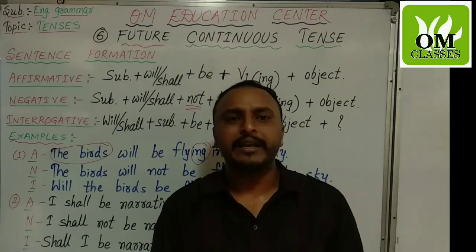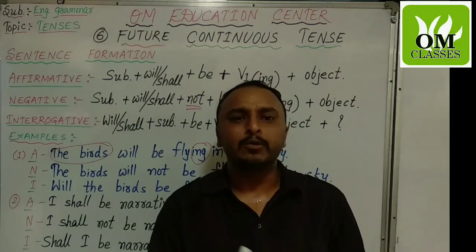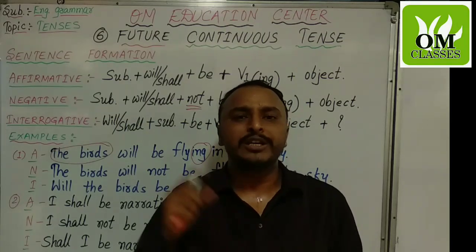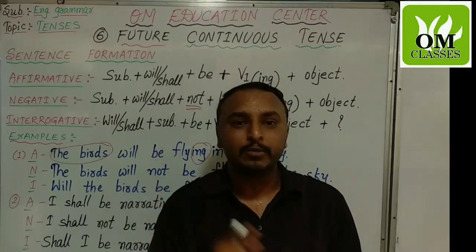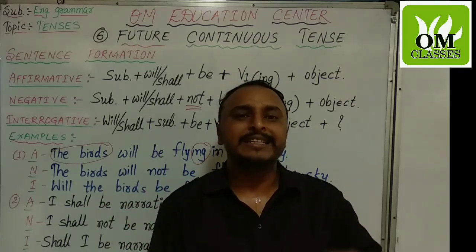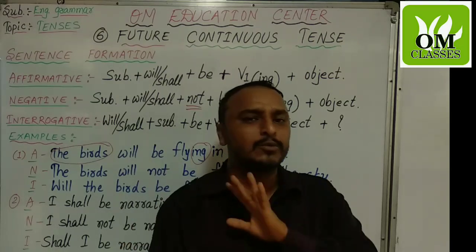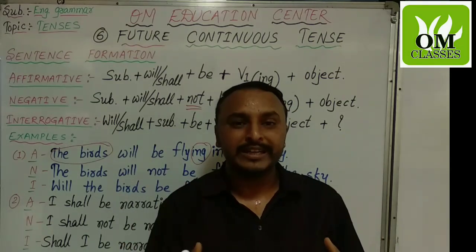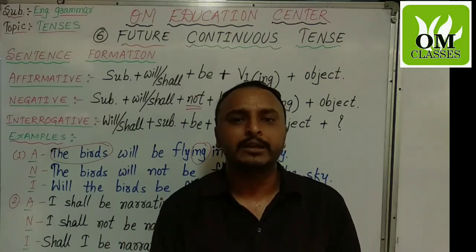Next sentence, let's take one more example. She cleans the room. She does not clean the room. Does she clean the room? She cleaned the room. She did not clean the room. Did she clean the room? She will clean the room. She will not clean the room. Will she clean the room? She is cleaning the room. She is not cleaning the room. Is she cleaning the room? She was cleaning the room. She was not cleaning the room. Was she cleaning the room? She will be cleaning the room. She will not be cleaning the room. Will she be cleaning the room?